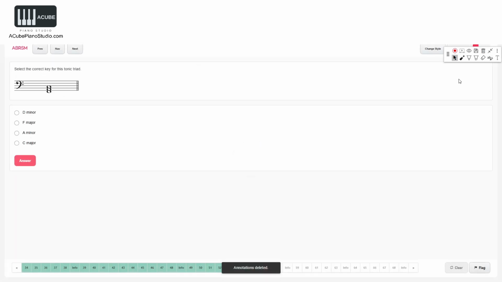Next, select the correct key for this tonic triad. We start off by looking at the lowest note. The lowest note is F, for bass clef. So it must be F here. This is correct, this is no, this is no. You only have one option with F, so it's F major. And the tonic triad for F major is F, A, C, which is what we have here.